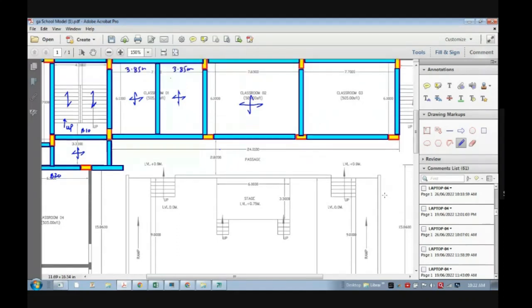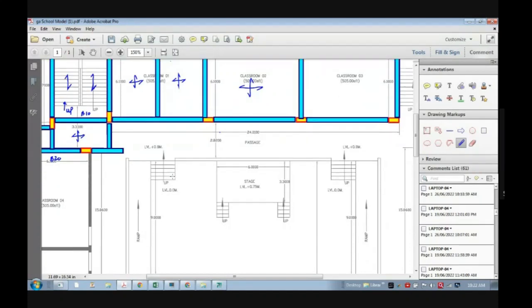Sir, near the stairs. Here. Two columns near the stairs, at the edge of the stairs. One here, one there, and there should also be columns at the corners of the stage, sir. 4 columns should come. 1 2 3 4.